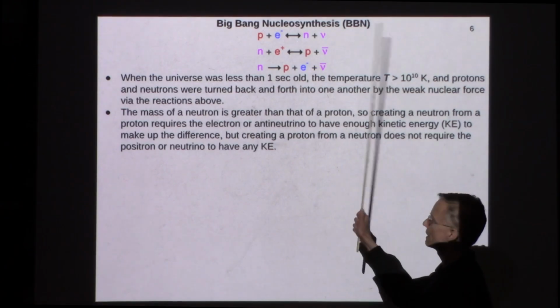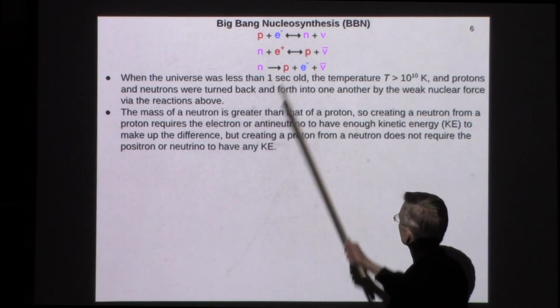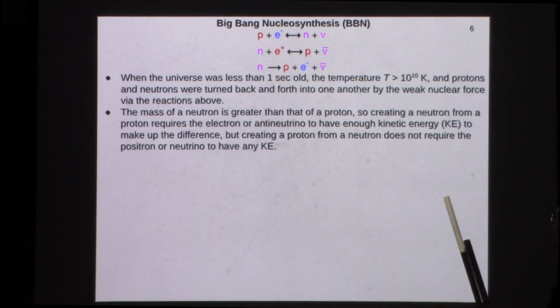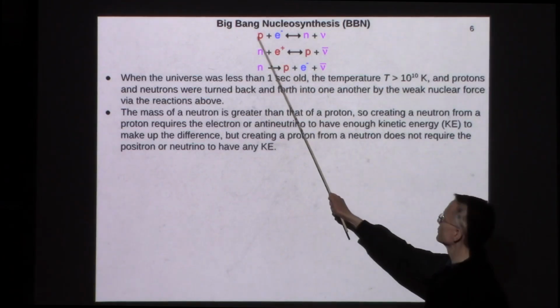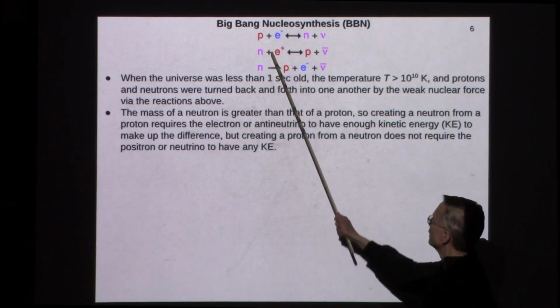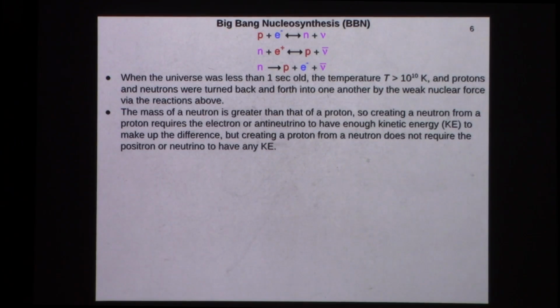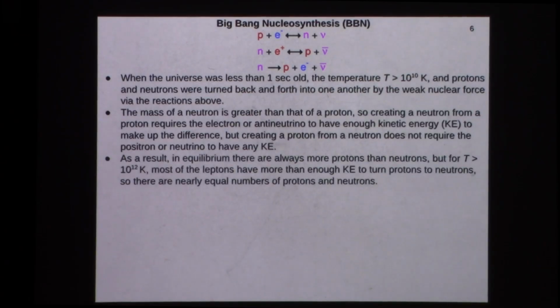It will show up as some kinetic energy of the proton afterwards. You'd have to also consider the energy of the antineutrino, but in any case, this reaction requires input energy. They got to be moving fast enough to do it. This one does not. And that means it's a bit easier to make protons out of neutrons than to make neutrons out of protons. What does that mean? As a result, in equilibrium, there's always more protons than neutrons.